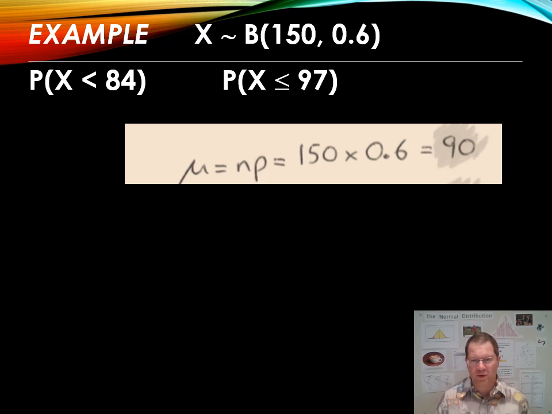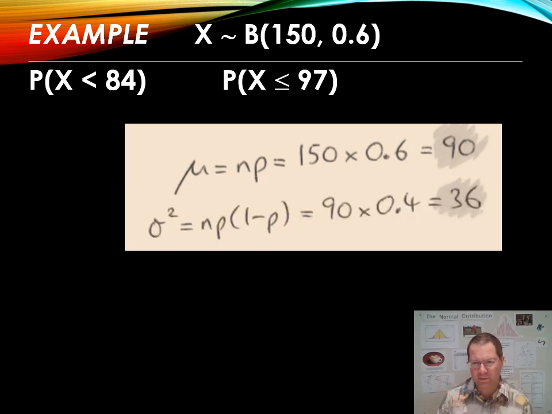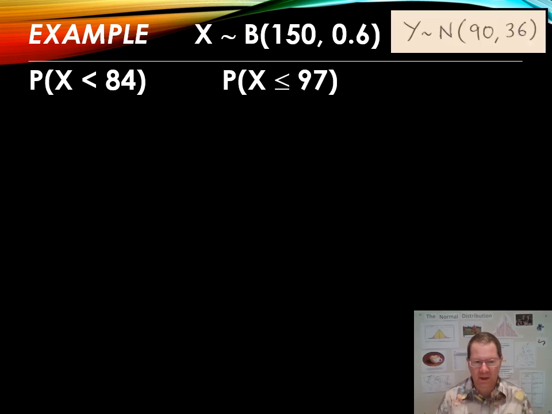Firstly, we're going to work out the mean for our normal distribution, which is given by np, which is 150 times 0.6, which equals 90. Then we also need to work out the variance, which is given by np(1 minus p). You could start from scratch and do 150 times 0.6 times 0.4, or you can use the mean, which is np, and multiply that by 0.4, which is what I've done here, and that gives me 36 for the variance, and of course, therefore 6 for the standard deviation. So using my normal distribution notation, we're going to use a normal distribution for Y with a mean of 90 and a variance of 36.